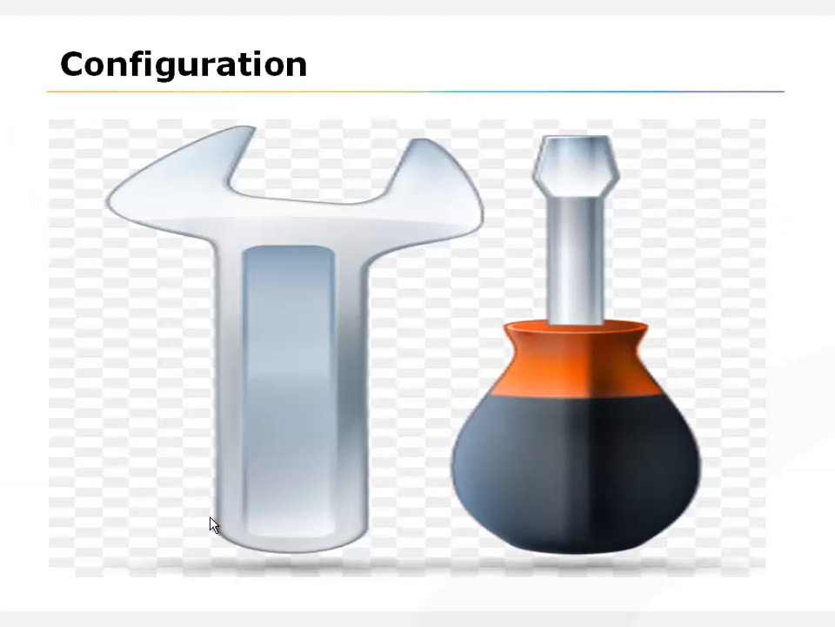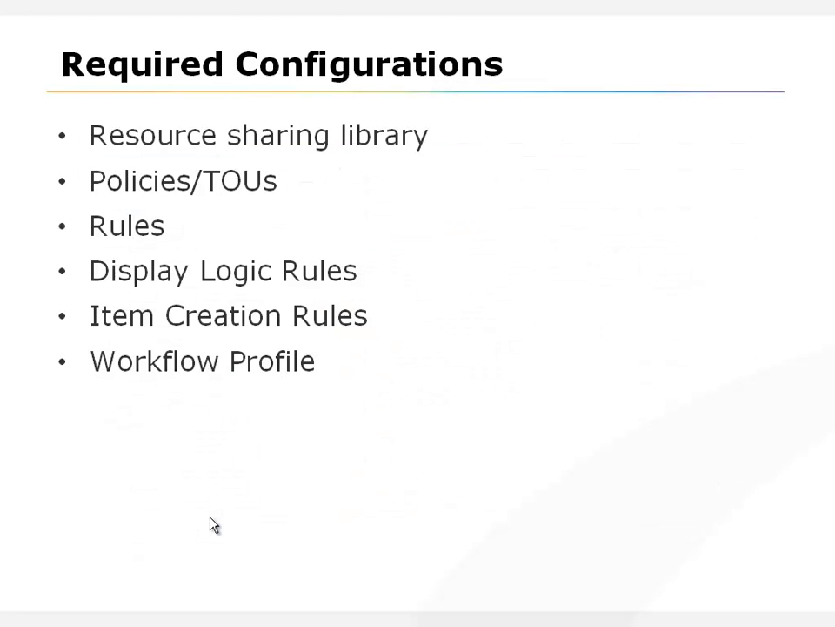So these are the two models, and just before we go into the details of each one of these models, I would like to discuss some configurations that have to do with both models, be it a peer-to-peer model or a broker model. And that's the list of them. The first of which is the resource sharing library.